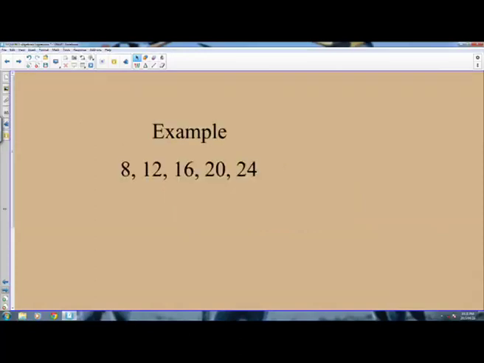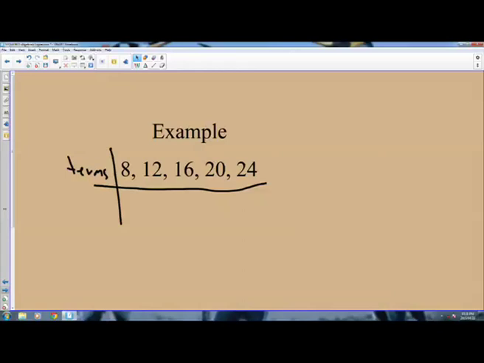An example here: 8, 12, 16, 20, 24. And then the question is, what is the algebraic form for this sequence here? 8, 12, 16, 20, 24. These are what we call our terms. This is a term within a sequence. Our terms are 8, 12, 16, 20, 24.